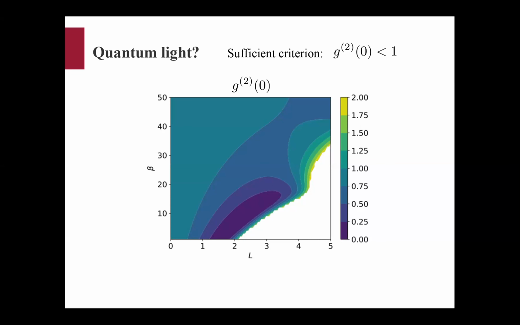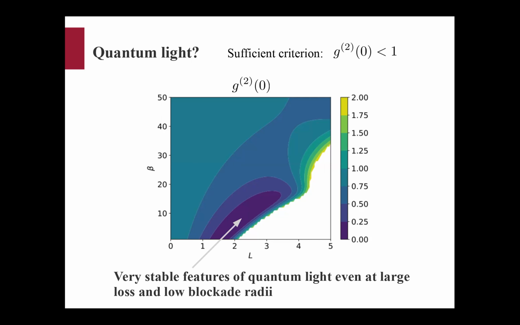see very much non-classical light if you choose the crystal to have the right length. This would be a crystal that corresponds to a couple of hundred microns. And so this is very stable, even if the blockade radius isn't very large, so you can also go to fairly low principal quantum numbers.